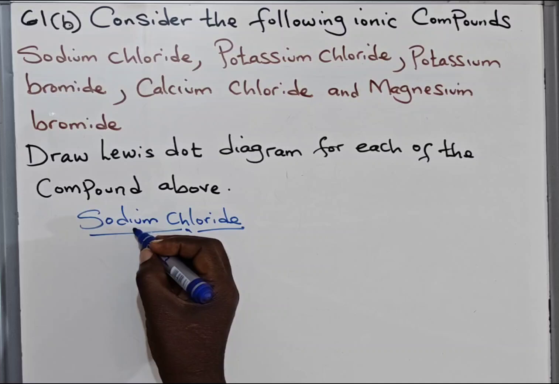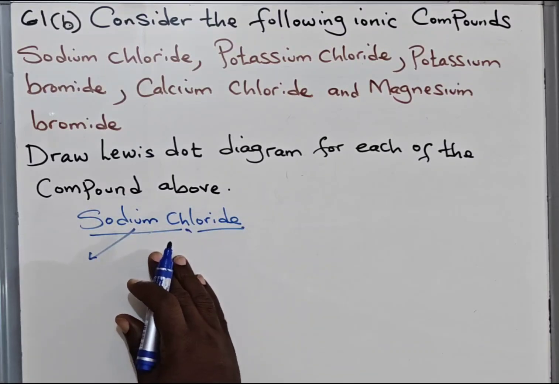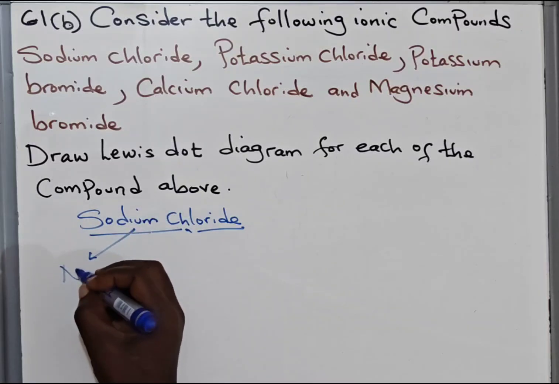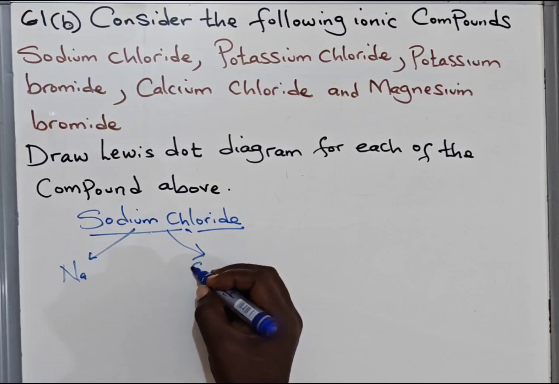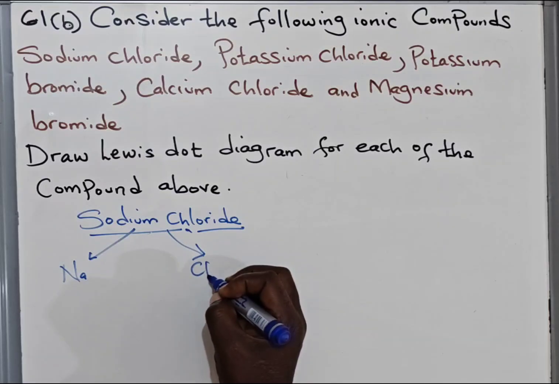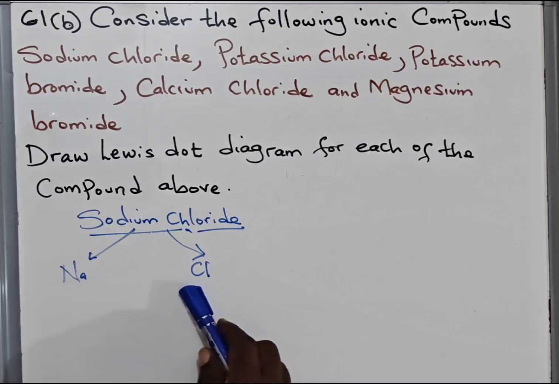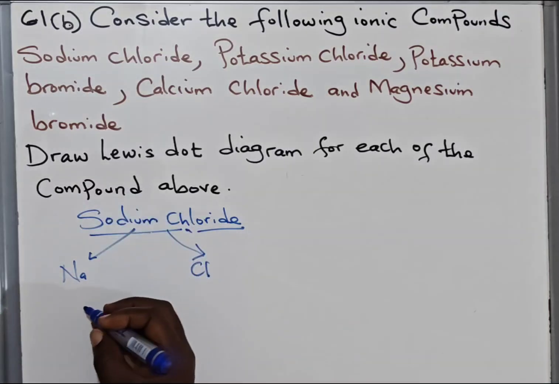So now we know that sodium chloride is made up of two elements. One is sodium, which is Na, and the other one is chlorine, which is Cl. Okay. Then we have to know that these two are going to interact through ionic bonding. So what do we start with? Let us start with sodium.